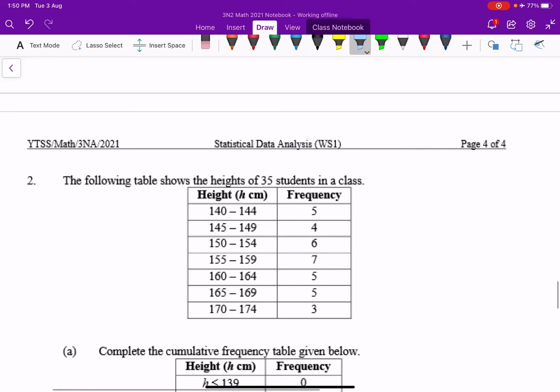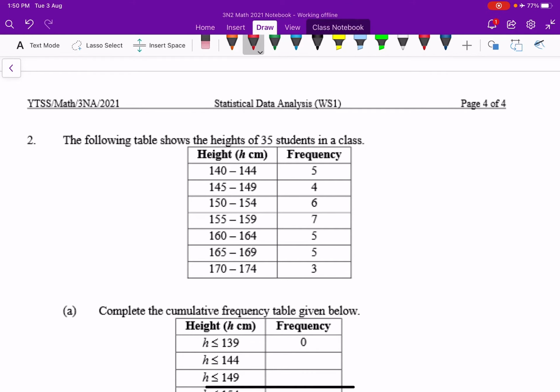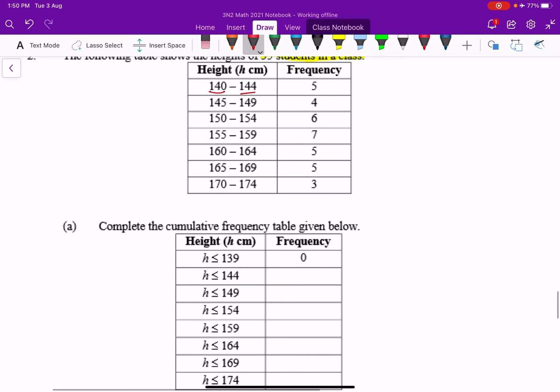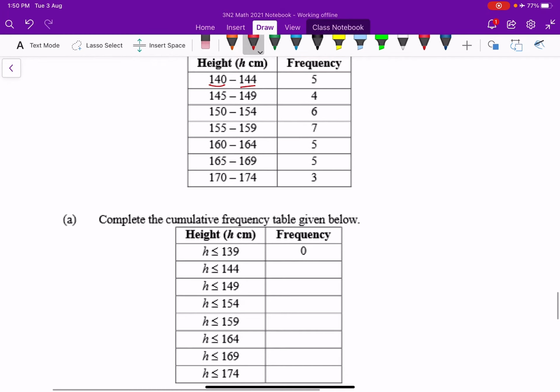Okay, let's look at the last page together. The following table shows the height of 35 students in a class. So this is the height of 35 students. I have it in a normal frequency table. You see that this is in a range with upper limit and lower limit given. Next, they want you to write it down in a cumulative frequency.